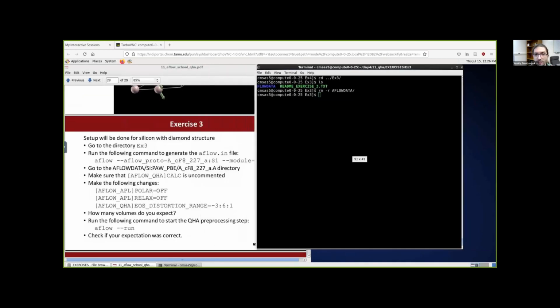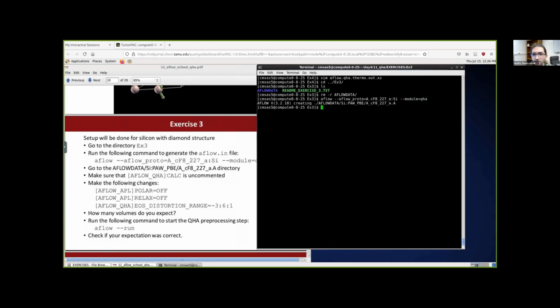you need to run the AFLOW QHA command again. Now we have a diamond structure, so it will be a different designation. Space group 227, silicon, module equals QHA to do a QHA run. We can edit the AFLOW.in file. Oh, we first need to go to the directory. Edit the AFLOW.in file.